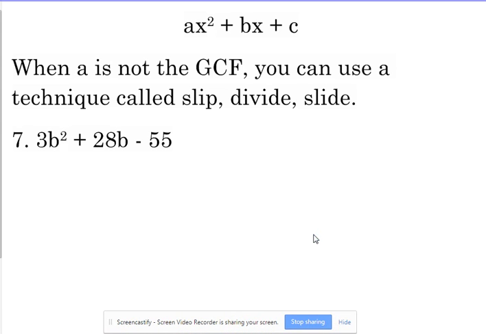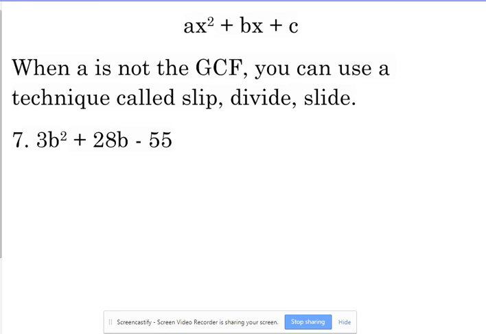Leading coefficient is not 1, but it's not the GCF. So if we've got ax squared plus bx plus c, the general form of a quadratic, a is not the GCF. I'm going to show you two ways to do it. I learned basic trial and error, but there is a method called slip, divide, slide. Some of you may have seen it before, that we can use as well.